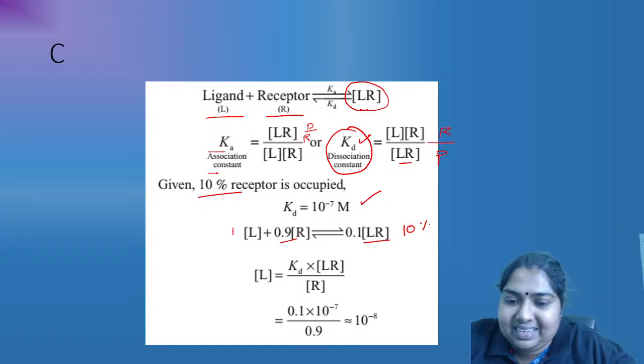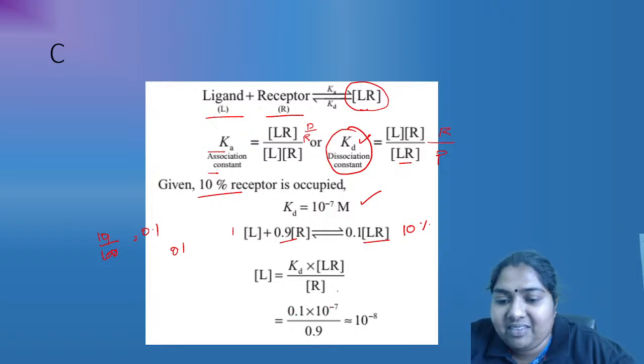So what is this fellow Kd? Kd is 10 to the power minus 7. LR is 10%, 10 by 100, right? So it is going to be 0.1. Into 10 to the power 7, divided by R. What is R? 0.9. Okay, so R is going to be 0.9. So what should be the answer? 10 to the power minus 8.